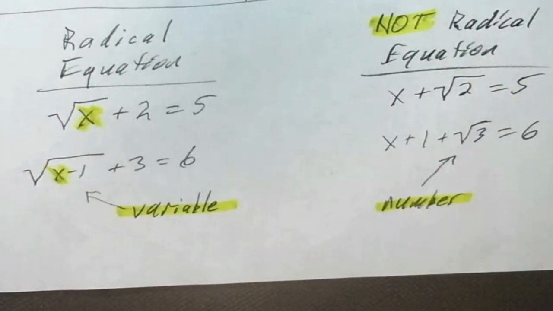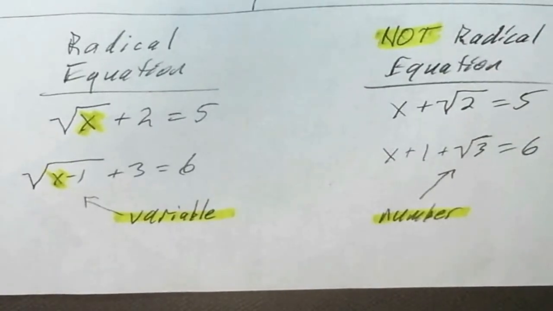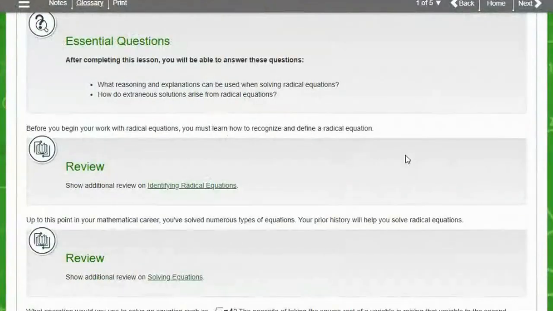There we go. So it's important to know the difference. If we're going to solve a radical equation, we've got to make sure we have a radical equation. So that should help if we have that in our notes, to know when we're dealing with a radical equation and when we're not. All right, let's go back. And they will talk about that here.